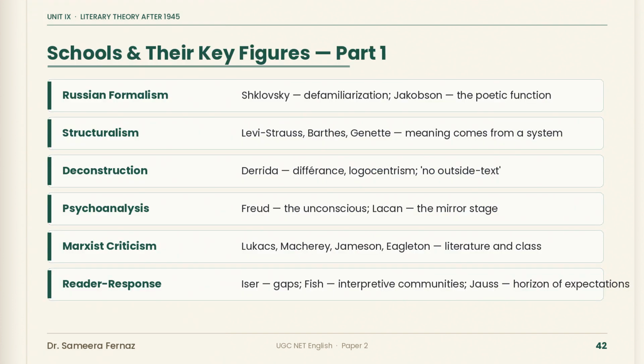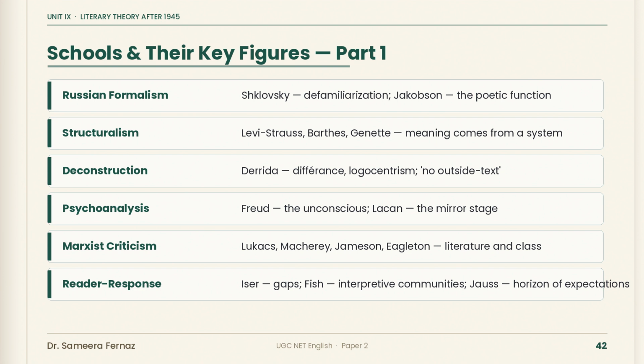Russian formalism gives us Shklovsky, who coined defamiliarization, and Jakobson, who described the poetic function. Structuralism gives us Levi-Strauss, Barthes, and Genette, who argued that meaning comes from a system. Deconstruction gives us Derrida with différance and logocentrism, and his famous statement that there is nothing outside the text.